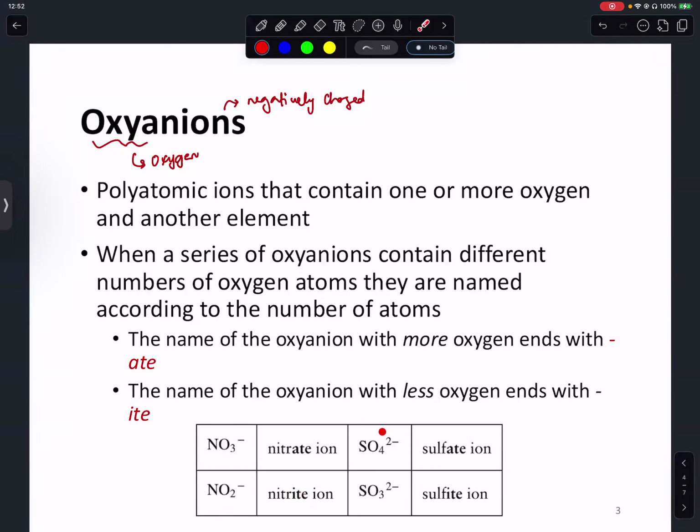Same thing with this example right here. This oxyanion contains sulfur. For the more oxygens, it's going to be sulfate. For the lesser number of oxygens, it's going to be sulfite.